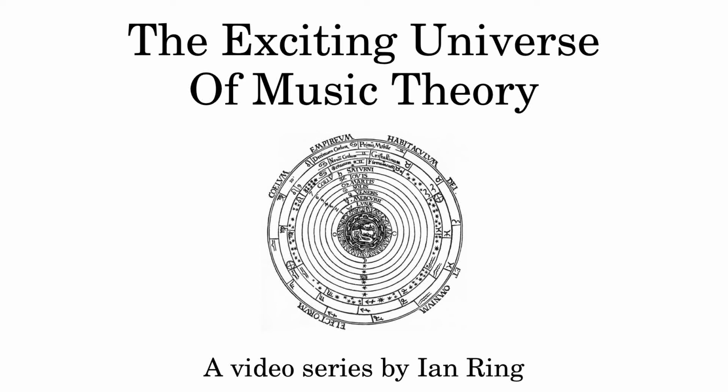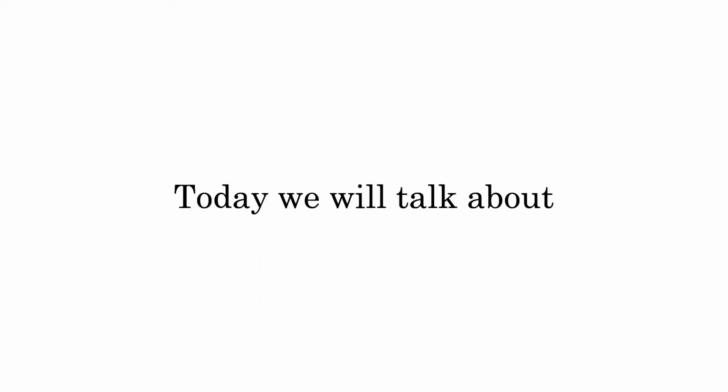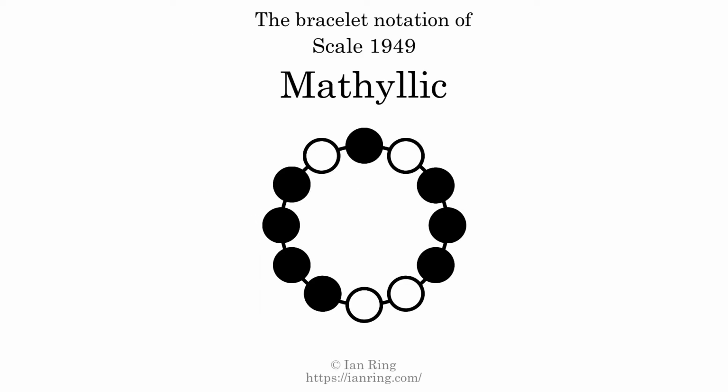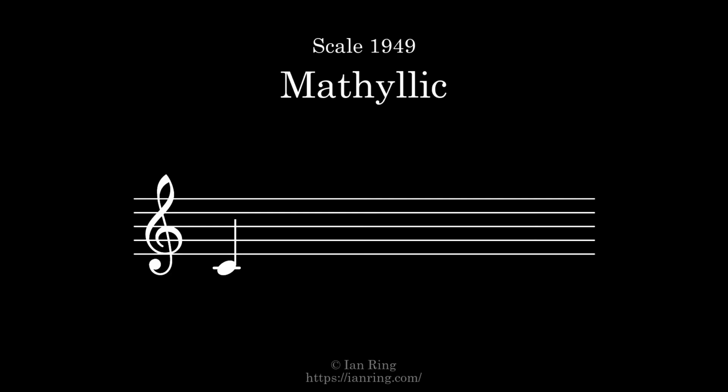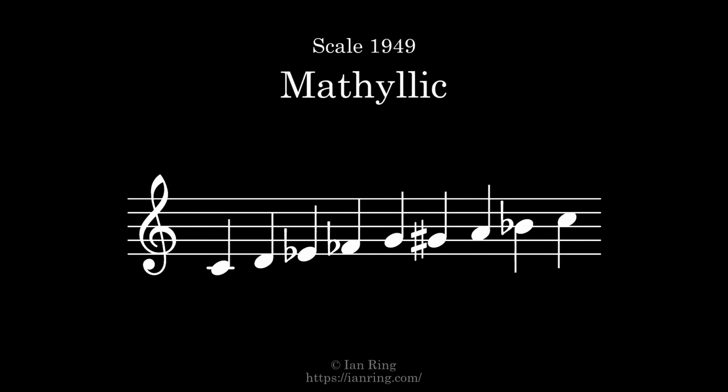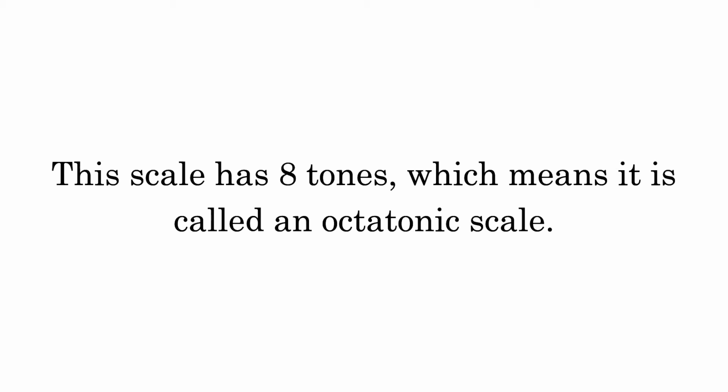Welcome to the exciting universe of music theory. Are you ready to learn? Then let's begin. Today we will talk about scale 1949, Mathyllic, which sounds like this. This scale has 8 tones, which means it is called an octatonic scale.